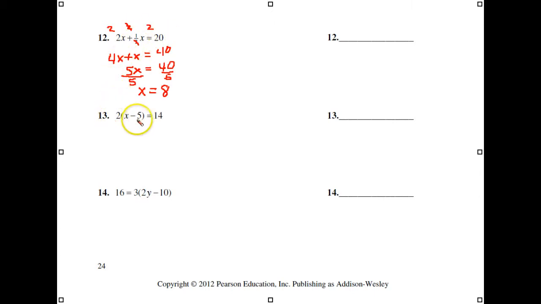Here we're going to use another technique, that is get rid of parentheses by distributing our 2. So we get 2x minus 10 equals 14. Now we're going to add 10 to both sides. And we get 2x, these cancel out, equals 24. Then we're going to divide both sides by 2. X equals 12. And a similar method here, get rid of parentheses.